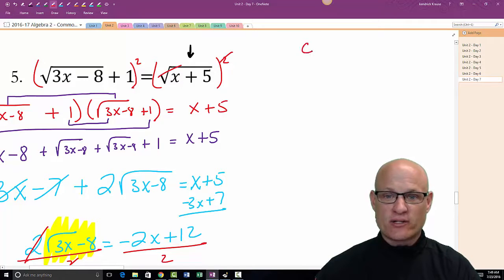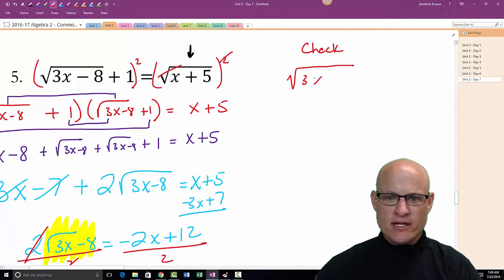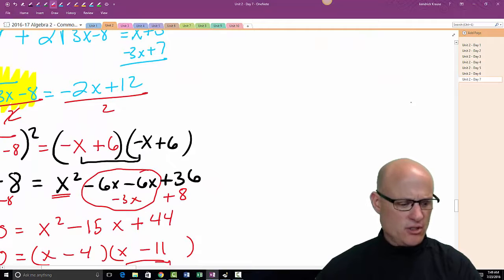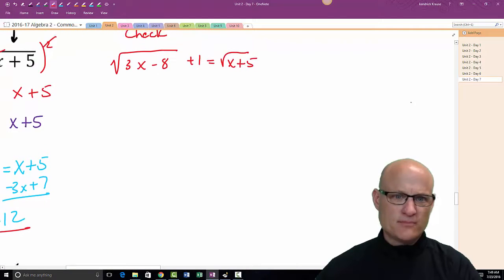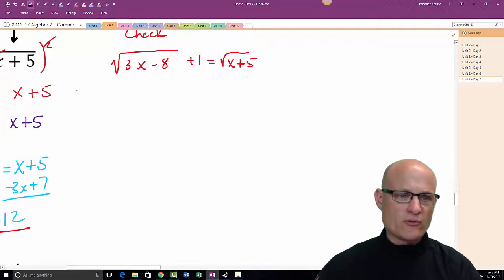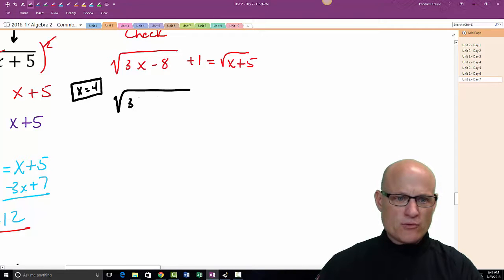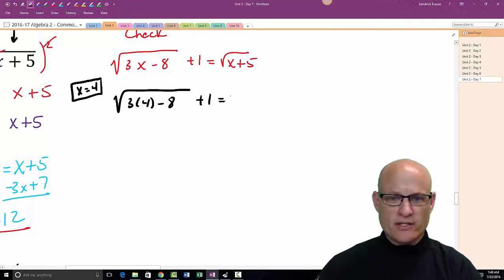So let's do our check over here. The square root of 3x minus 8 plus 1, does that equal the square root of x plus 5? And our two answers were 4 and 11. I'm going to try x equals 4 first. So let's just plug that in. 3 times 4 minus 8 plus 1. Does that equal the square root of 4 plus 5?